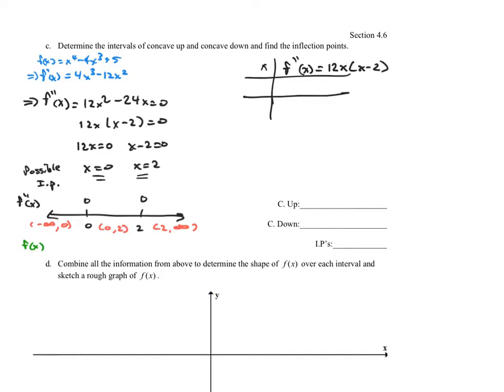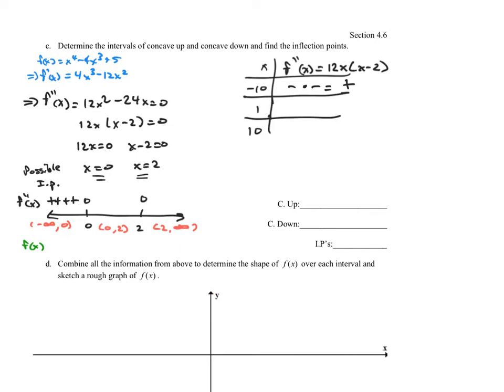I need a number less than 0. How about negative 10? A number between 0 and 2? How about the number 1? And a number bigger than 2? How about the number 10? I plug those in and I check the sign of each of the factors. 12 times negative 10 is a negative number, and negative 10 minus 2 is a negative. A negative times a negative is a positive. Since that test point was positive, every point in that interval must be positive.